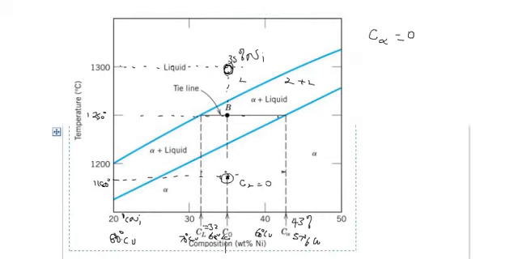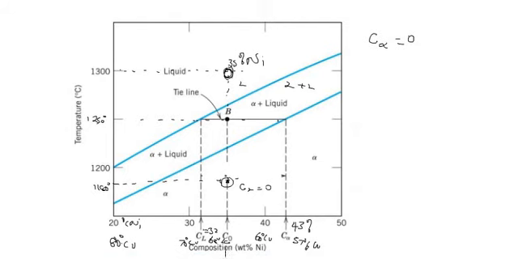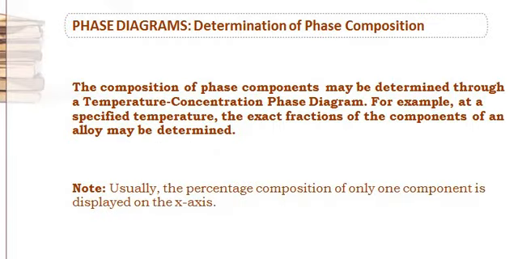That's how you simply determine the composition of your different phases from a given binary phase diagram. So we'll meet in the next videos to derive our lever rule to actually know the weight composition of our different components.